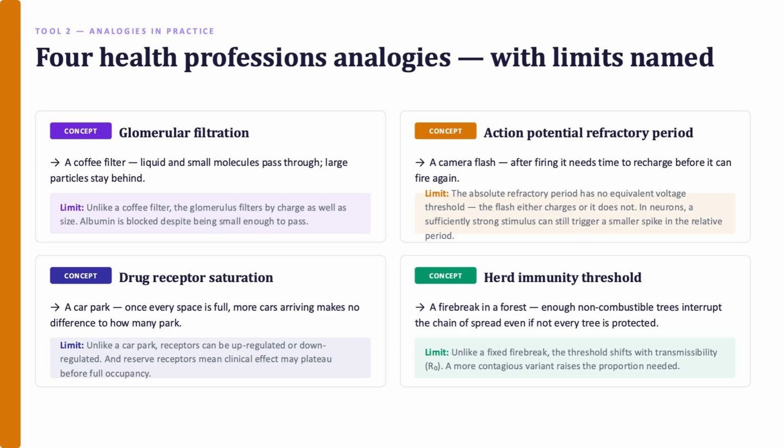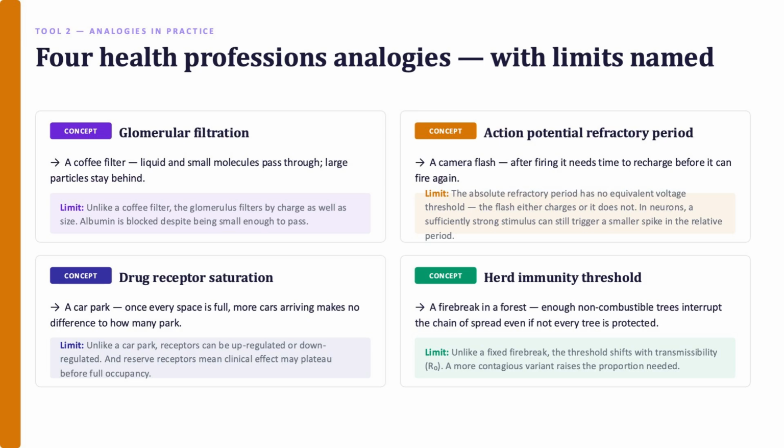Moving on to drug receptor saturation. The car park analogy is intuitive. Once every space is full, more cars make no difference. The limit is critical, though. Unlike a car park, receptors can be upregulated or downregulated, and reserve receptors can mean a clinical effect may plateau before full occupancy.